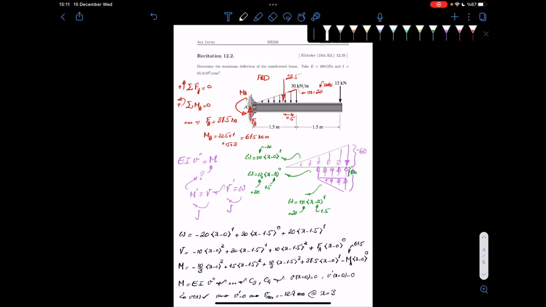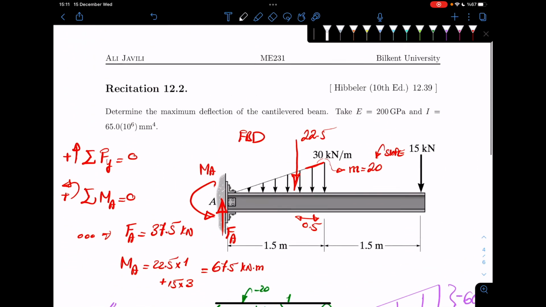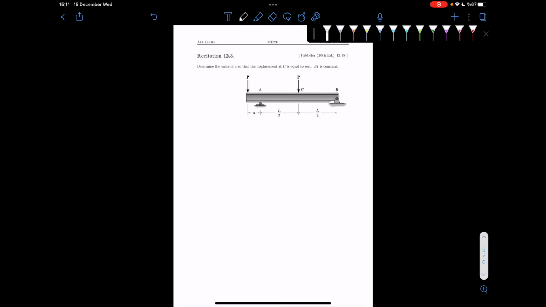And then again, because we use this Macaulay bracket, I think it was a little non-standard. But if you split it into multiple parts, it gets a little more complicated than this. Okay, but that's it. Do you have any question? All right, so this was the second exercise for this recitation.